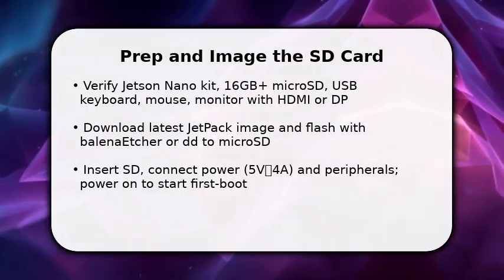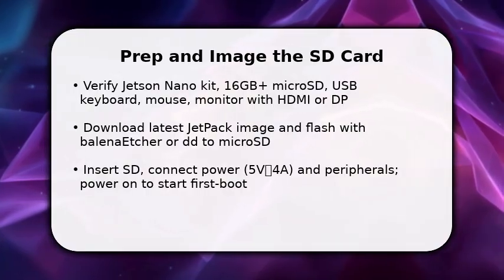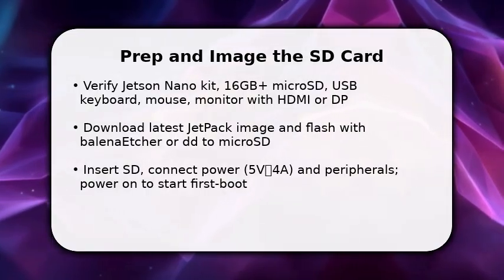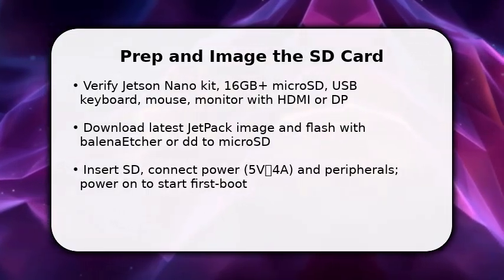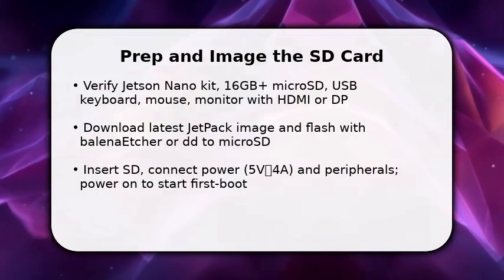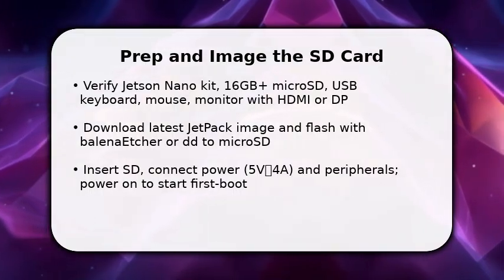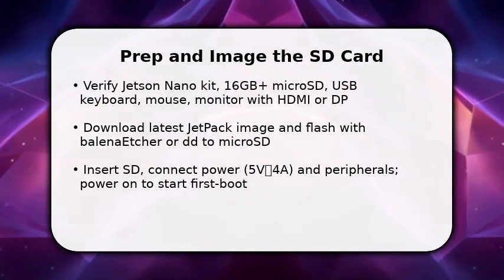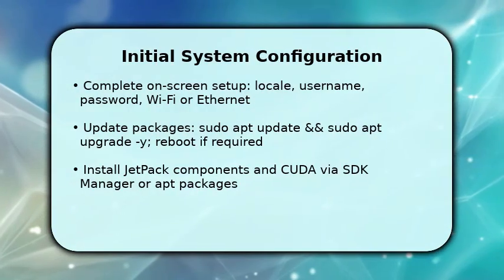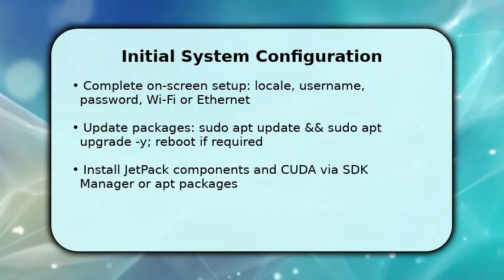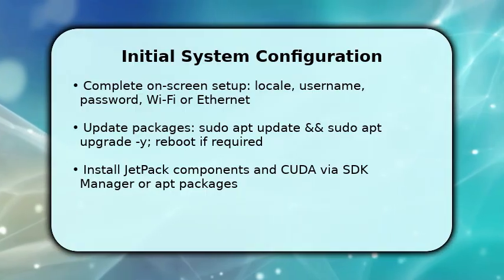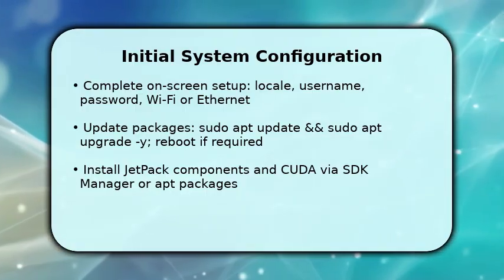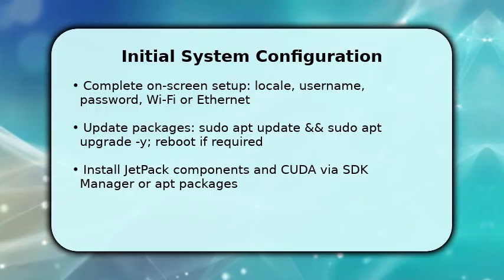After flashing, insert the card into the Jetson Nano, connect HDMI, keyboard, and mouse, then apply the recommended 5V 4A power. Once powered, the system begins its first boot configuration and will prompt you for locale and user setup. You'll walk through the on-screen installer. Set locale, create your user, and connect to Ethernet or Wi-Fi. This ensures correct time and package sources.